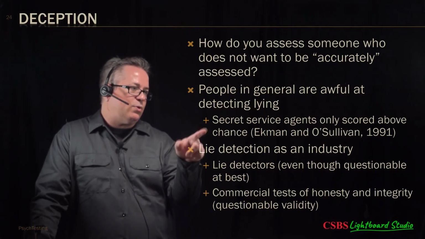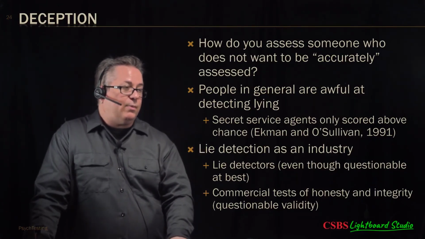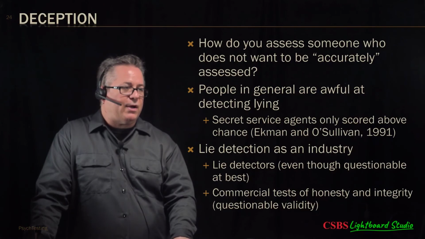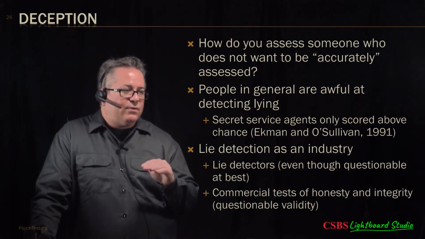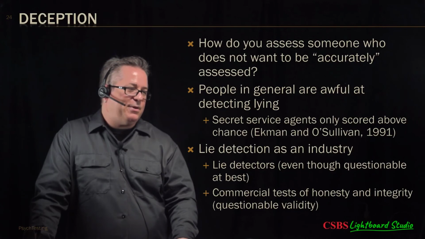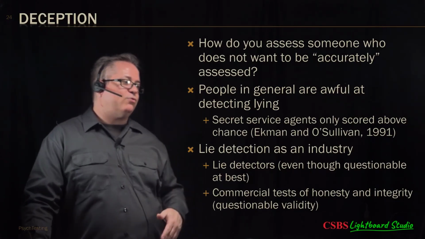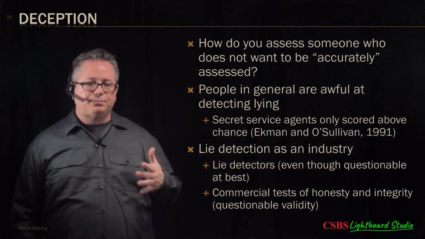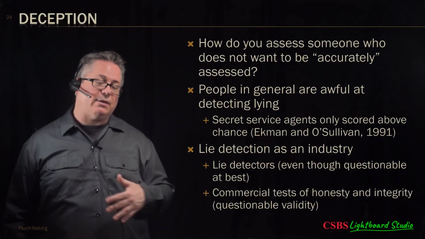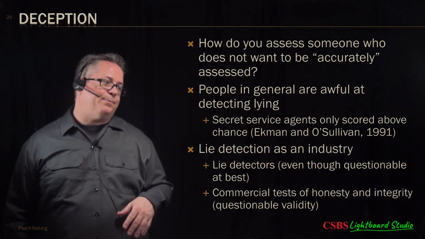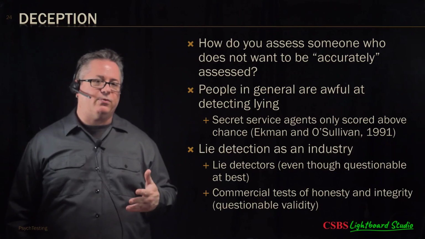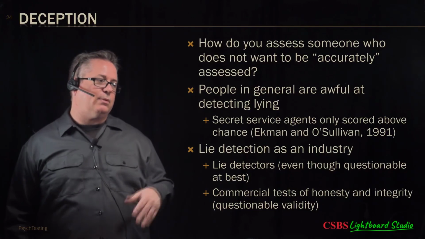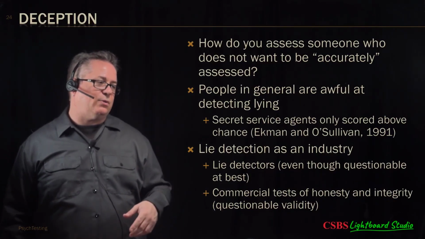Secret Service agents only scored above chance. It's 1991, so maybe they're better now than then, but still, compared to your average person, the Secret Service does only slightly better. Which is not good. There's even a whole industry behind lie detection. There are people who run those lie detector machines, and those are questionable at best. They can work, but there are so many readily known ways to fool those machines that lie detectors aren't admissible. There are commercial tests to look at honesty and integrity.